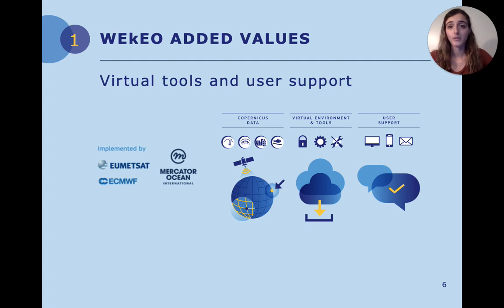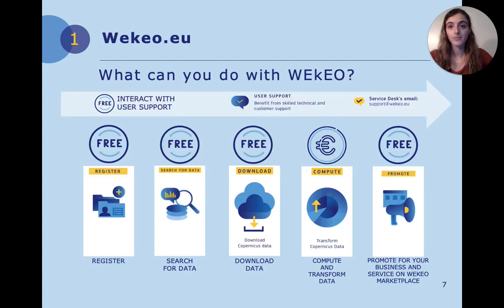WEkEO's offer is threefold. First, it is a single access point to open and free Copernicus data. Second, there are cloud-based processing resources and related tools. The third one is the user support that is based on the expertise from the 3 institutions that are developing WEkEO. With WEkEO, you can search, download, or compute data. And you can also promote your business. The only paying services on the WEkEO platform are the processing resources on the cloud.